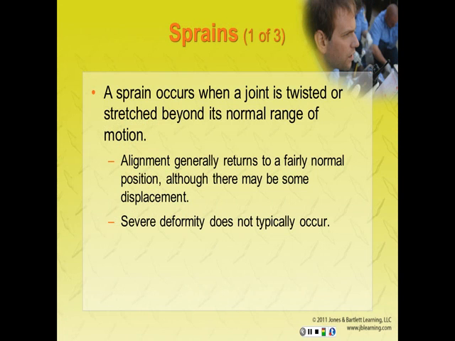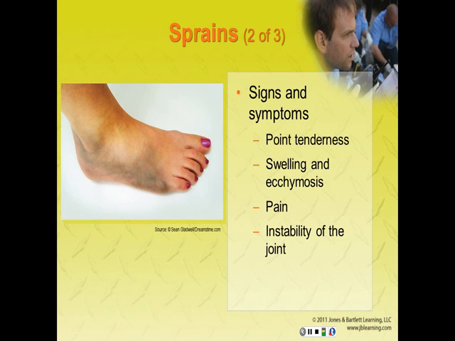A sprain occurs when a joint is twisted or stretched beyond its normal range of motion. As a result, the supporting capsule and ligaments are stretched and torn. A sprain should be considered a partial dislocation or subluxation, and the alignment generally returns to a fairly normal position, although there may be some displacement. Severe deformity does not typically occur with a sprain.